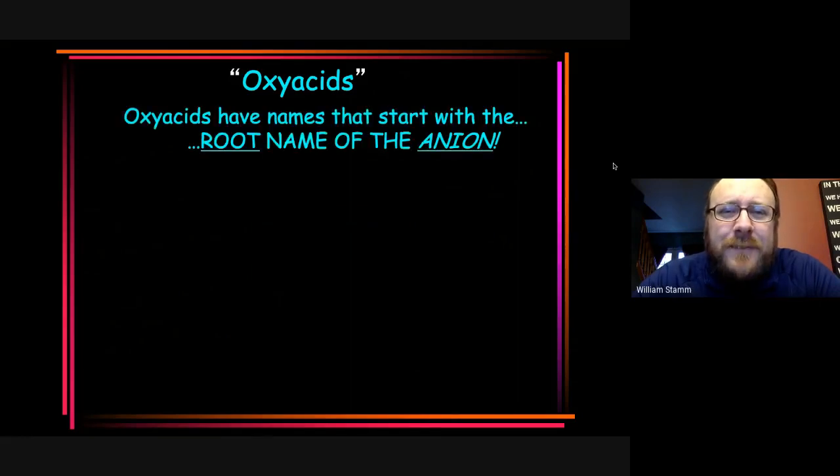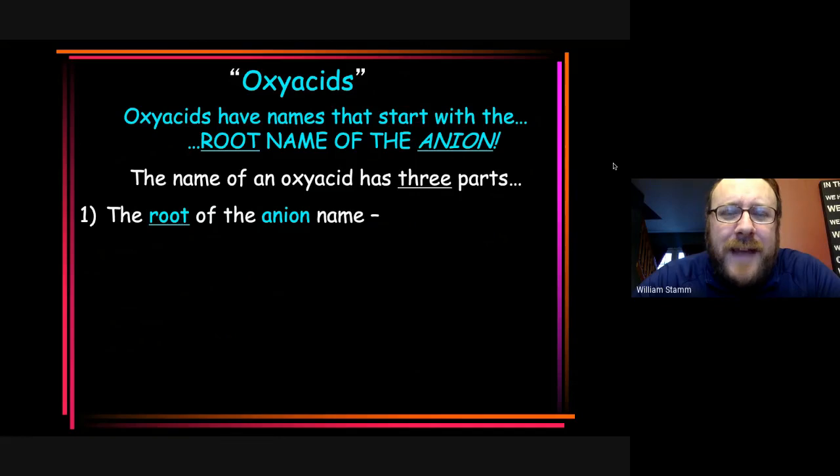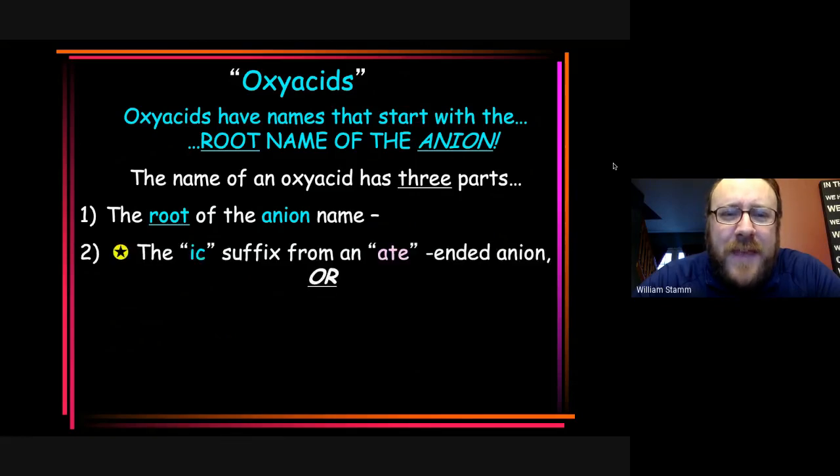Now the oxyacids, the final one today. The oxyacids are named slightly differently with a couple additional rules. They have names that start with the root name of the anion. They don't put hydro in the front. So they start with the root name of that second part, the anion, the negatively charged thing. And then here's the thing.